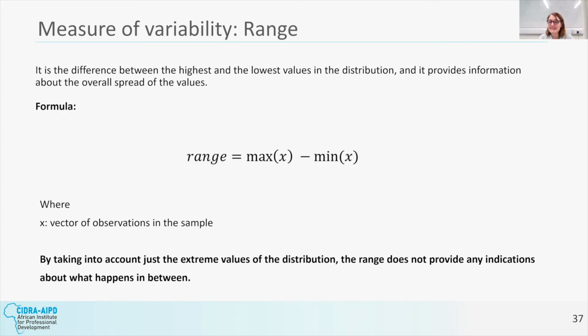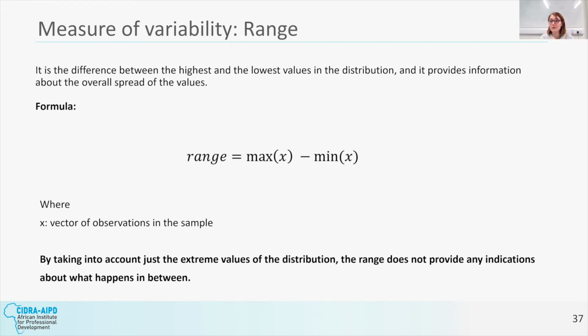Now, you may guess that this can come with some issues because, first of all, we are just focusing on the extremes of the distribution and we are not paying much attention to what is happening in the middle. Then, if there are extreme values, the range will be highly influenced by them, even if they are atypical or, for example, typos. Moreover, the range is really influenced by the sample size. When the sample size increases, the range increases as well.